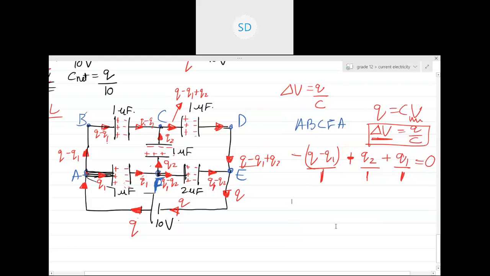Okay, so in any closed loop, the sum of the potential differences across all the elements is 0. Sir, I have a doubt. Yes, tell me. The first term, minus Q1 by 1. Why is it minus? Because you are entering from the positive terminal of the battery, and here the negative terminal of the capacitor, and here also the negative terminal of the capacitor. That's why these two will be plus and these two will be minus. So this is the first equation.